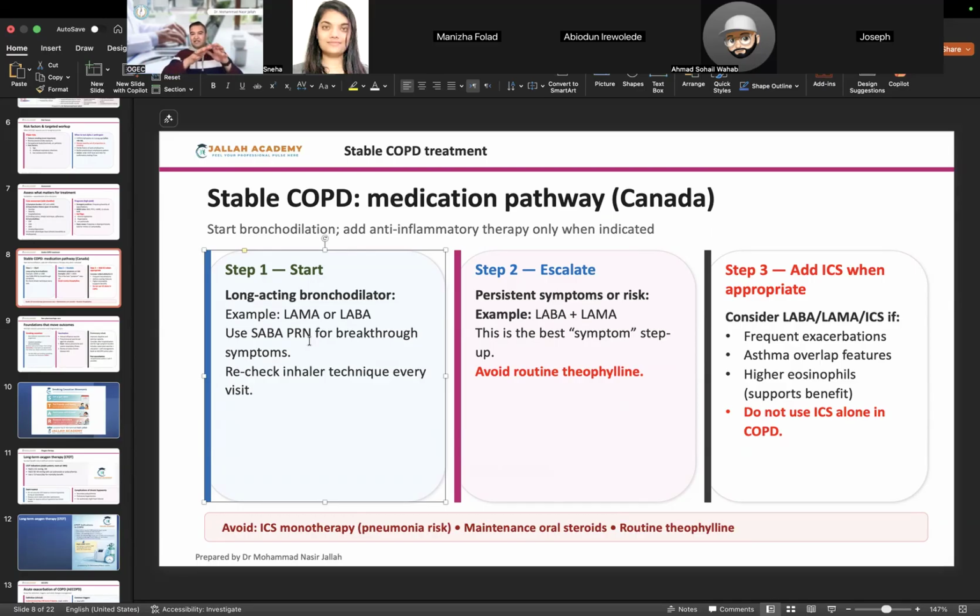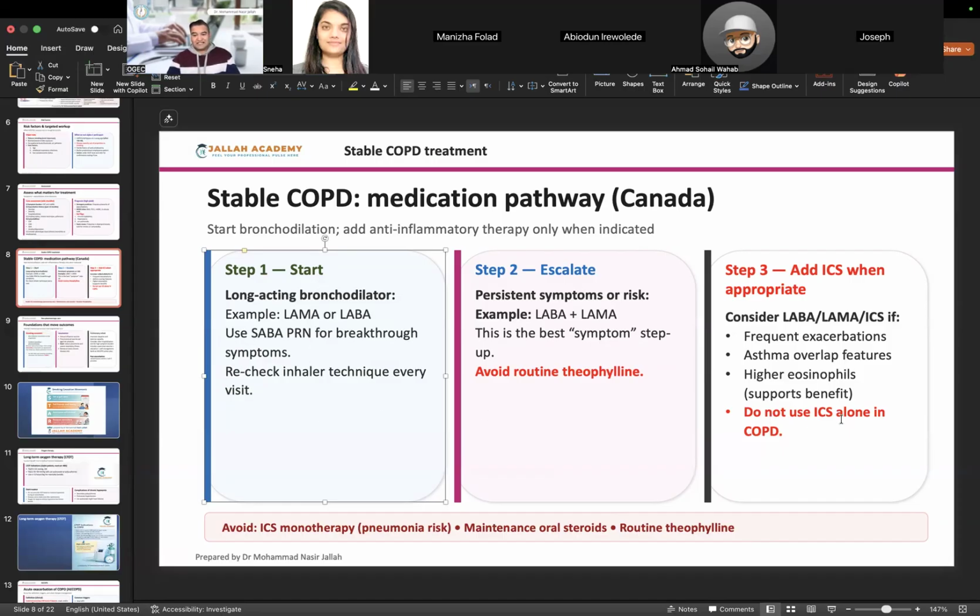But the treatment is LABA or LAMA, one either or. You can start with either or, which in most cases you start with LABA. But if it doesn't help or the patient's symptom is not improving, then you combine them together. Now, in step 2, you have two inhalers, LABA and LAMA. And third, now you have LABA, LAMA, and steroid.